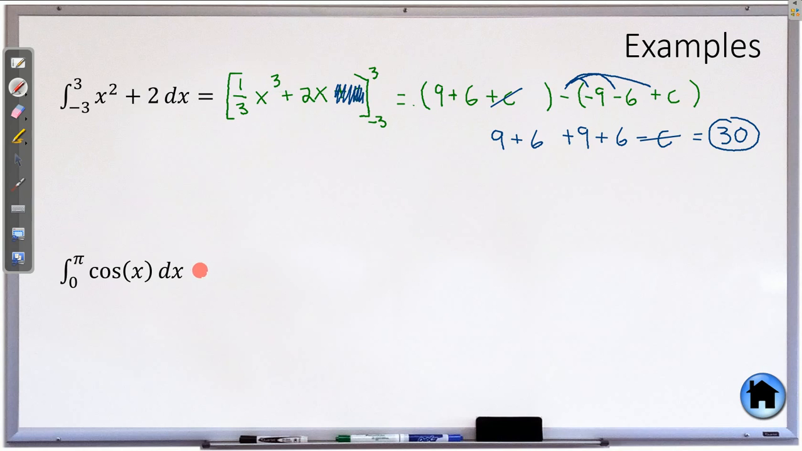Alright, but that works for trig functions as well. So let's try this. What is the integral from 0 to pi of cosine of x? Well, first take the antiderivative of cosine x, which is positive sine x.